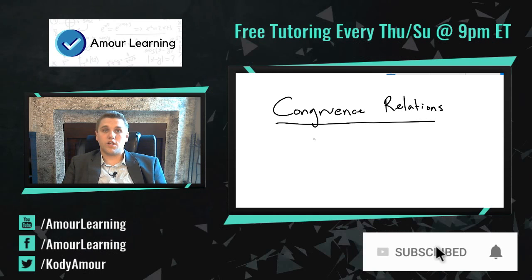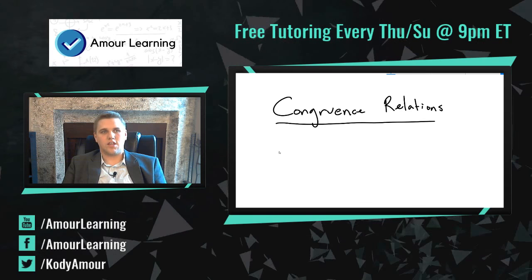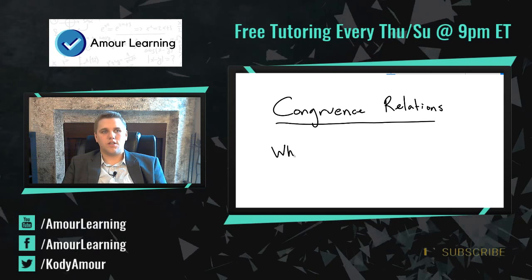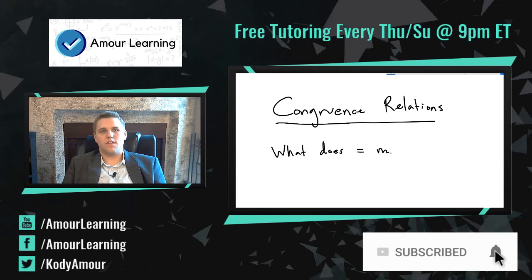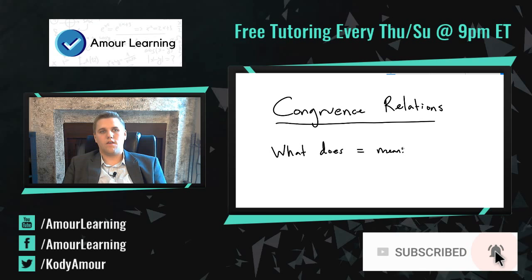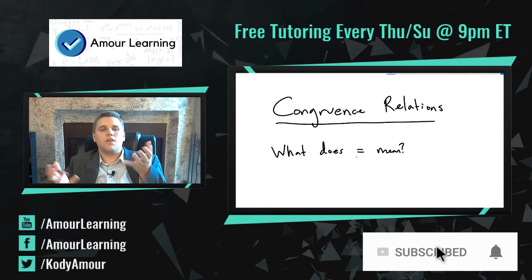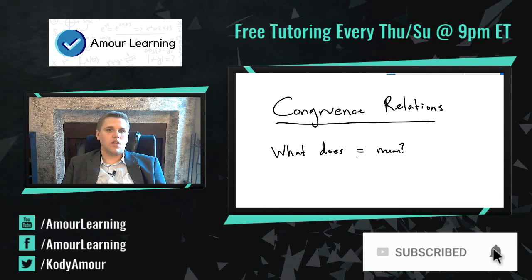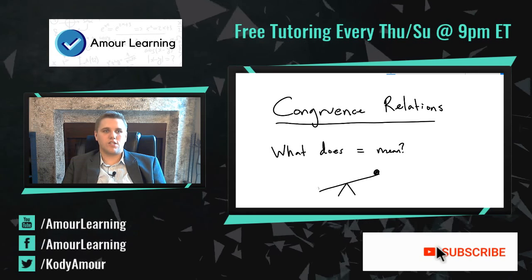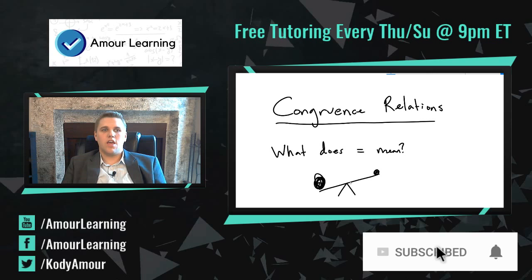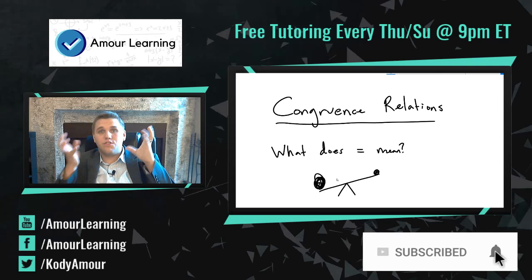Now, congruence relations are actually pretty easy to understand if they're taught in a certain way. Here's how I like to think about it. What does equals mean? Equals simply means that two things are the same thing. But also it's kind of like a scale. If you think of it as a balancing scale, where you have certain things on this side and certain things on this side, equals just means that you can also add things on both sides and everything's still okay.